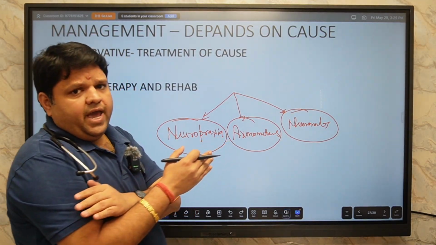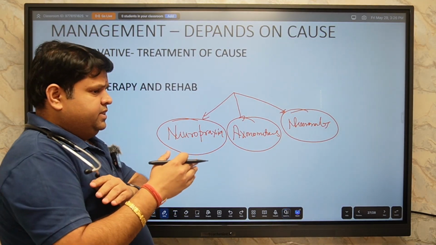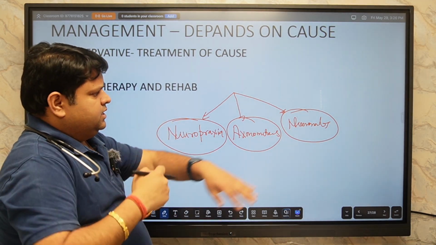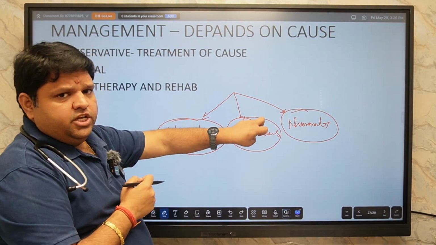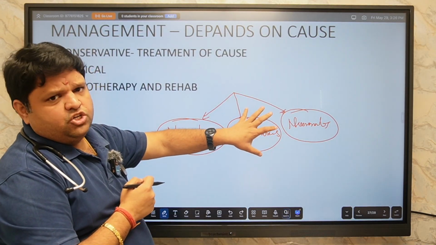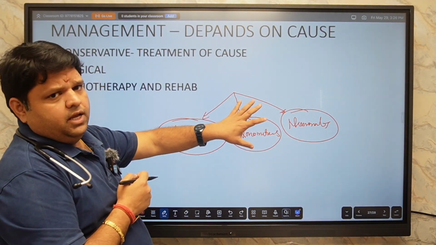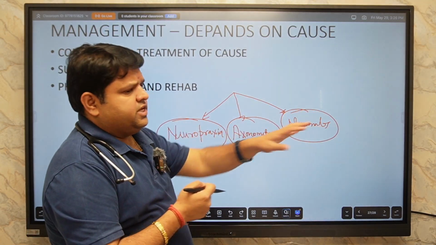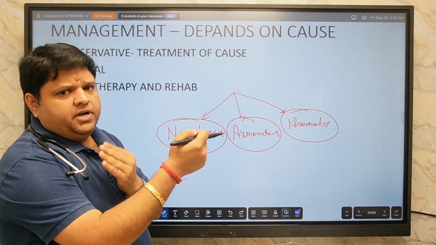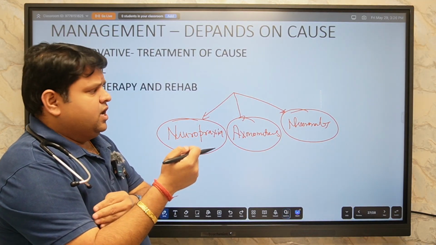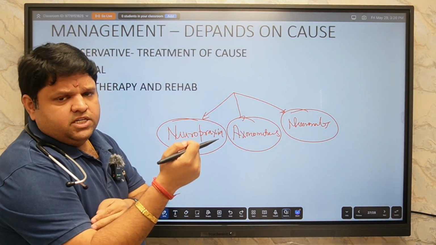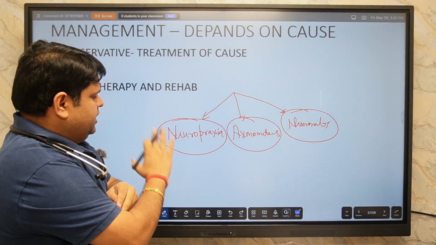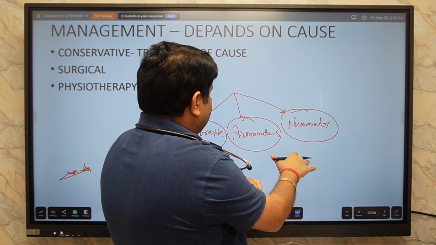In axonotmesis, there is damage or compression of the axon, which may be due to trauma. There is an injury in the axon, but no complete transection of the nerve, so recovery is possible, and it is less severe compared to neurotmesis. In neurotmesis, there is a complete injury of the nerve, maybe a complete or partial transection. In these cases, it may require a surgical approach for treatment. So these are the three types of nerve injury: neuropraxia, axonotmesis, neurotmesis.